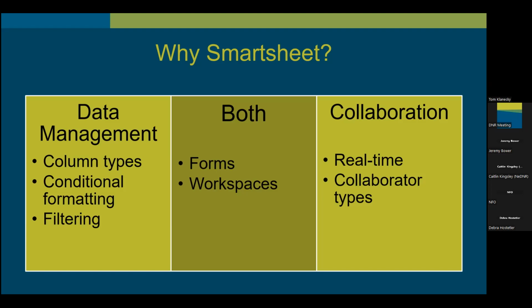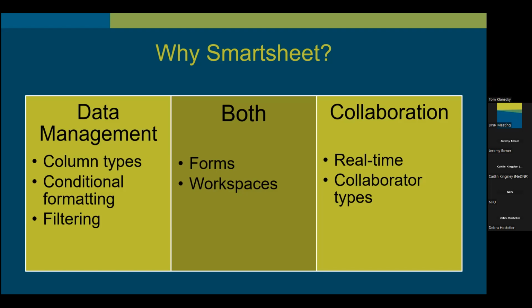In terms of data management, what really worked well is the ability to set different column types. And I'll show this in a bit, but you can record different types of data. So you can record numbers, you can record dates, you can have drop downs, which is really helpful when you're filtering. You can also do conditional formatting. So if a cell meets or does not meet a certain criteria, you can change the formatting of other cells. And then, like I mentioned, you can filter.